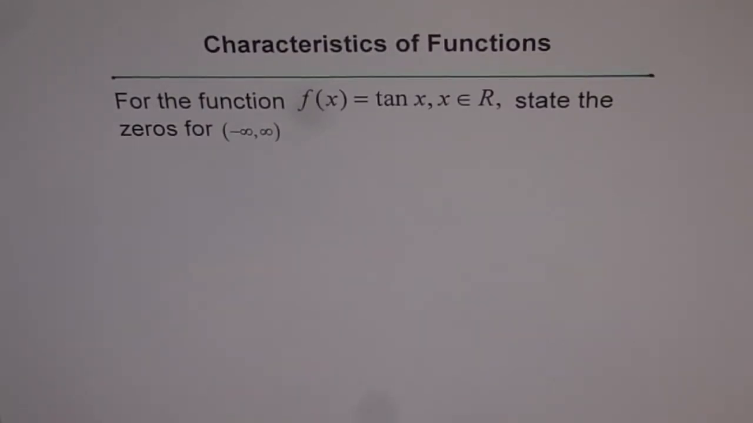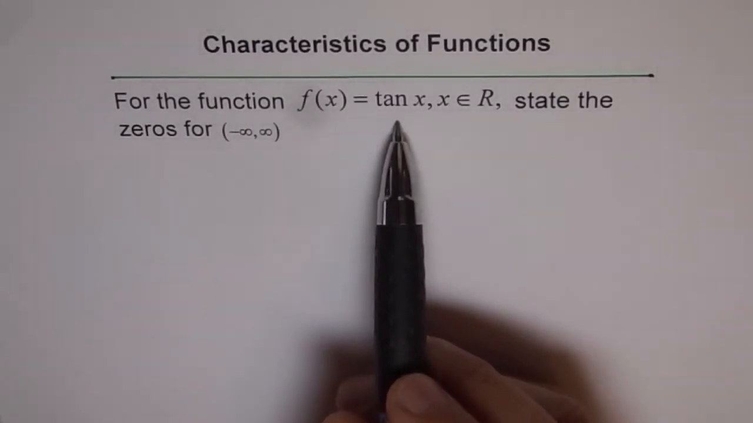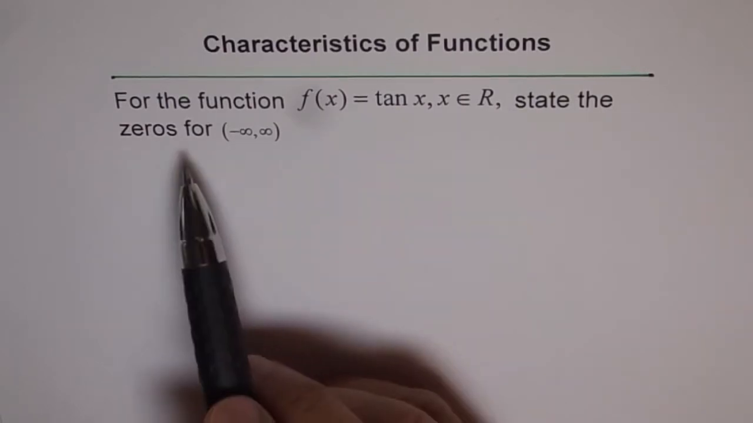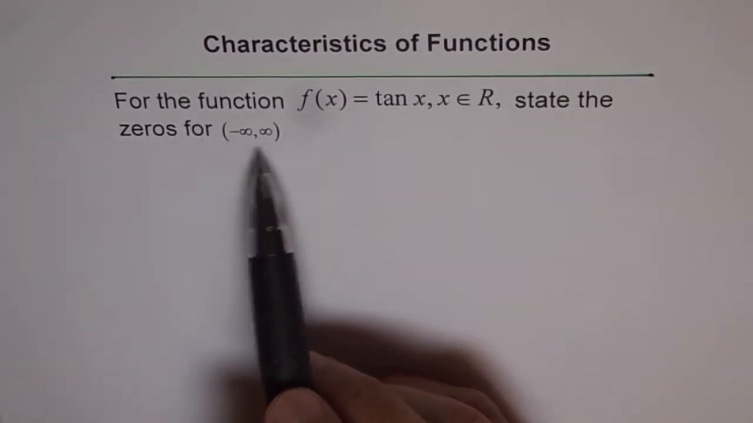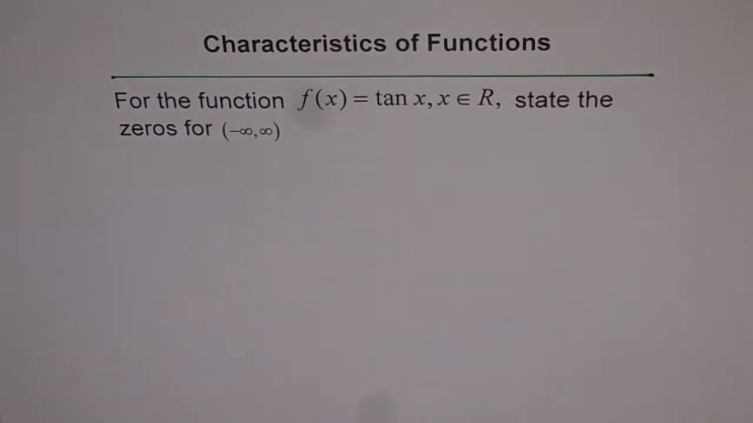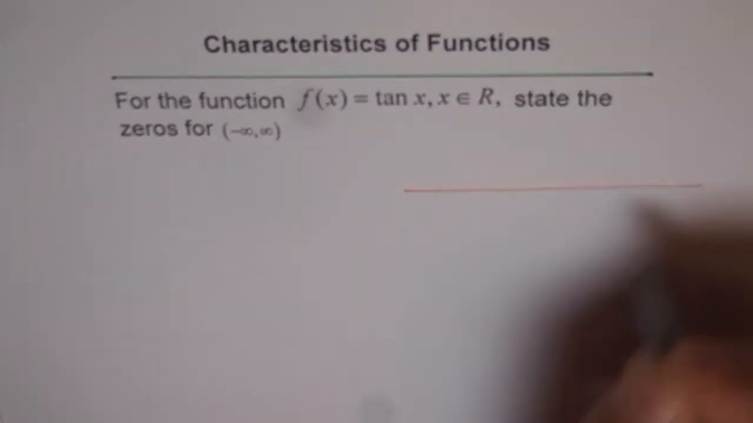Characteristics of functions. So we are trying to understand some trigonometric functions here. The example before us is, for the function f of x equals tan x, where x belongs to real numbers, state the zeros for x between minus infinity to plus infinity. That means all the set of real numbers, right? Now, what is tan x? Tan x is the ratio of sine and cosine, right?